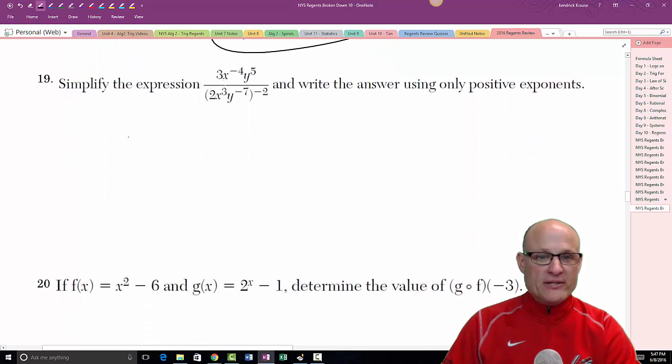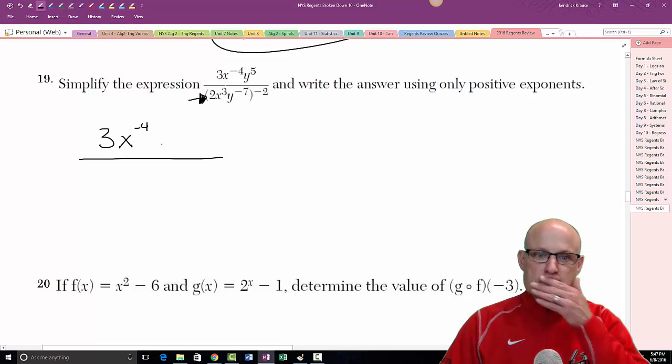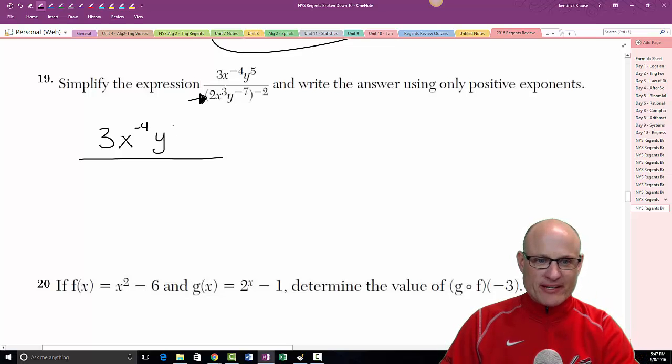This problem's a beast. So what we're going to do, the denominator is a mess. It's got a parentheses. I'm going to try to get rid of that parentheses first. Let's take care of that first. The numerator, I'm not going to play with. We'll talk about it in a minute. And I think there are some flashcard implications here.